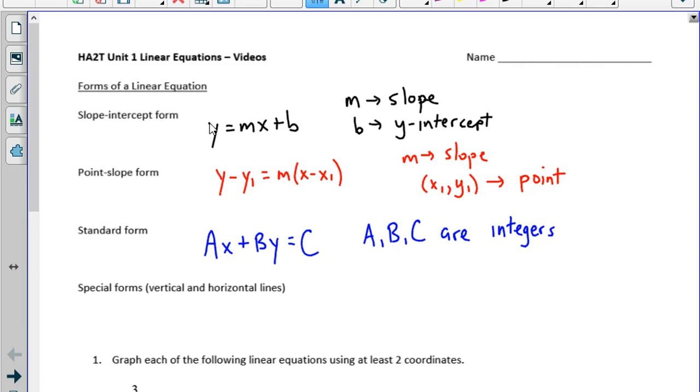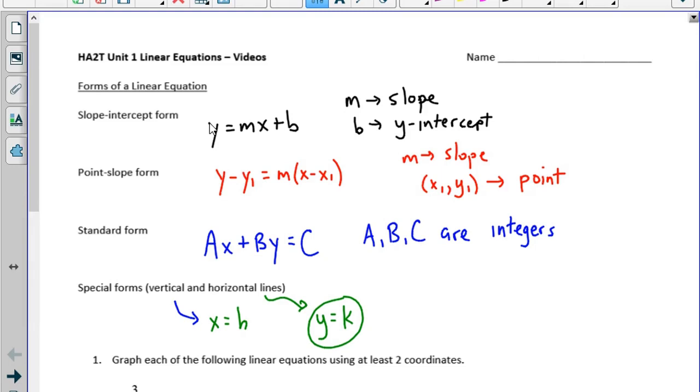Special forms, for example, vertical and horizontal lines. Vertical lines take the form x equals some number, and then horizontal lines take the form y equals some number. So that is a special form. y = k is also the same thing as slope-intercept form where m = 0, or point-slope form where m = 0, because when you have a horizontal line, the slope is 0.